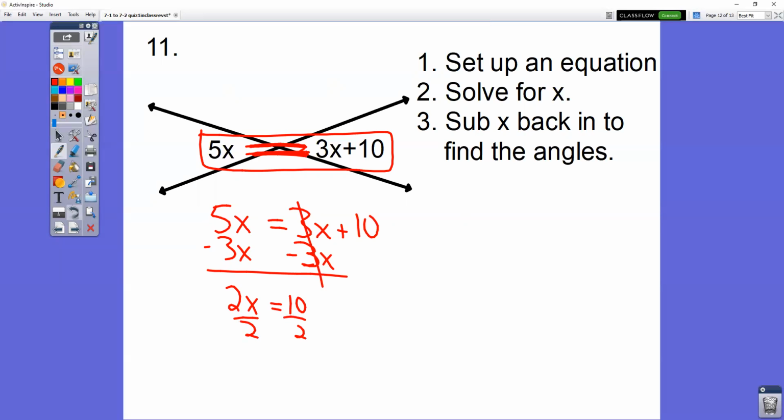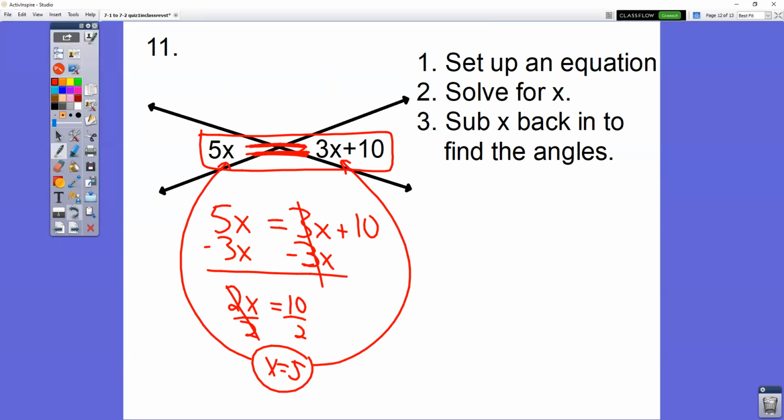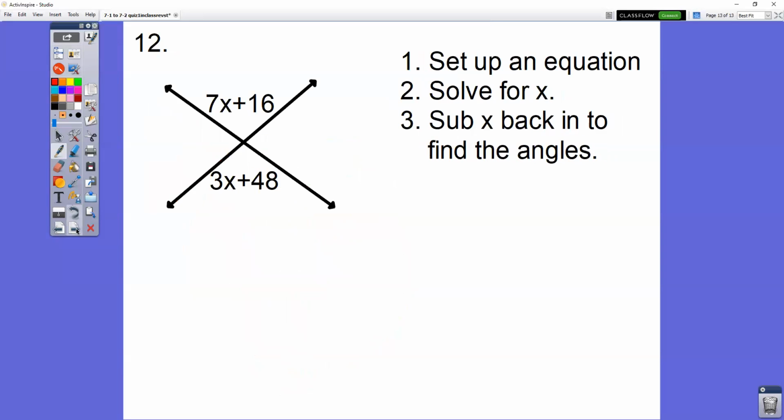Divide by 2, divide by 2. X equals 5. Take that 5, sub it back in. 5 times 5 instead of 5 times x is 25. 3 times 5 is 15, plus 10 is 25. So you end up with 25 on one side, 25 on the other side. That makes sense because vertical angles are equal to each other. So 25 equals 25. And the last one, try this one, please.